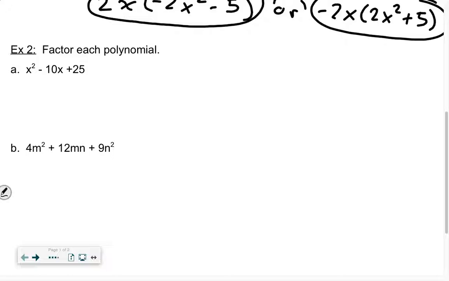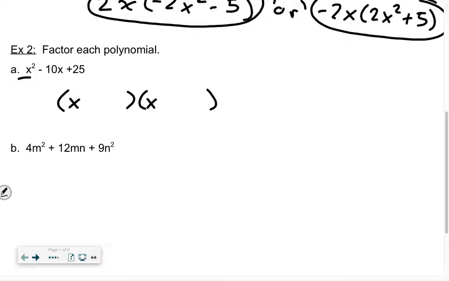Sometimes there is no GCF to factor out. For instance, x squared minus 10x plus 25. This is our reverse foiling. This is the 2 binomials that we look to set up. We begin by looking at that first term. So what are some factors of x squared? X and x, right? We always started by doing that.